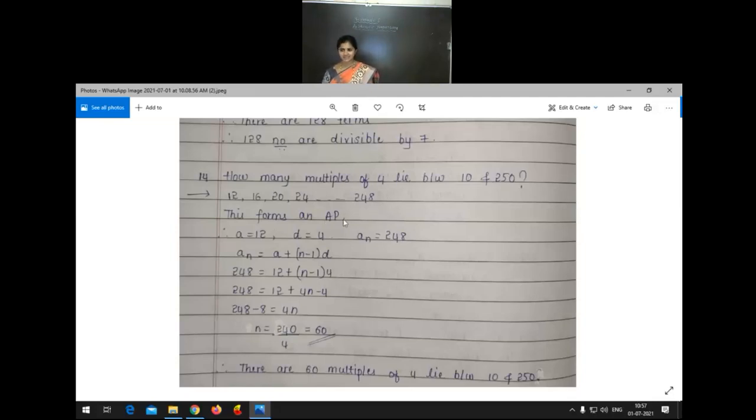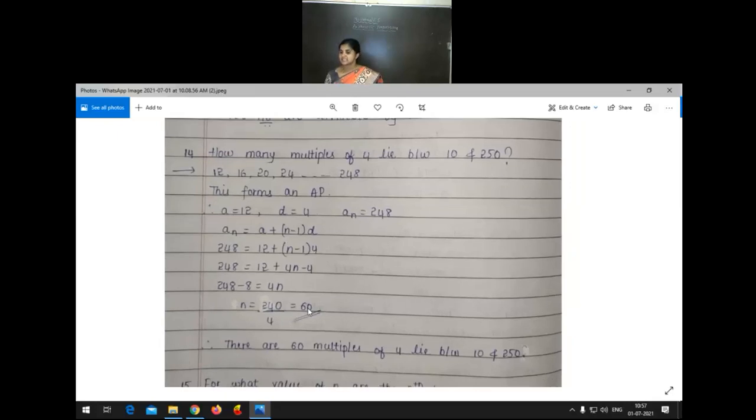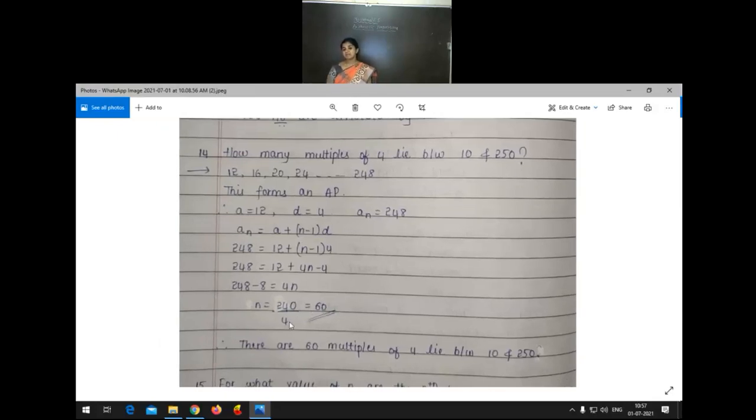Now it forms an AP, since taking the multiples of 4 means the difference is the same. So a is equal to 12, d is equal to 4, an is equal to 248. Now an is equal to a plus n minus 1 into d. So 248 is equal to 12 plus n minus 1 into 4. Then 248 is equal to 12 plus 4n minus 4. The simplification part you know. n is equal to 240 divided by 4, that is 60. So there are 60 multiples of 4 between 10 and 250.